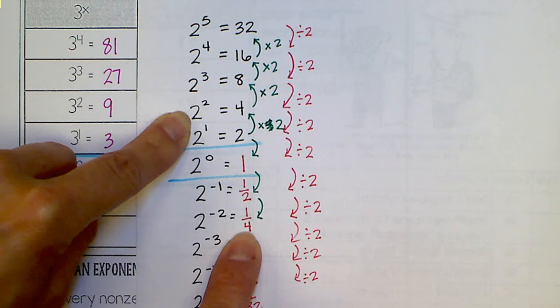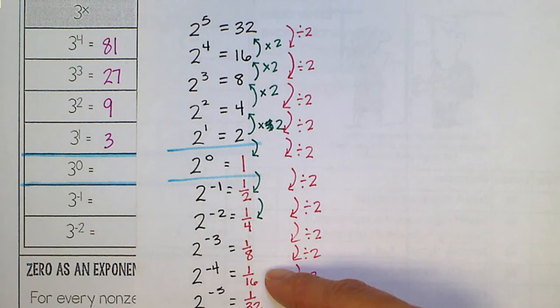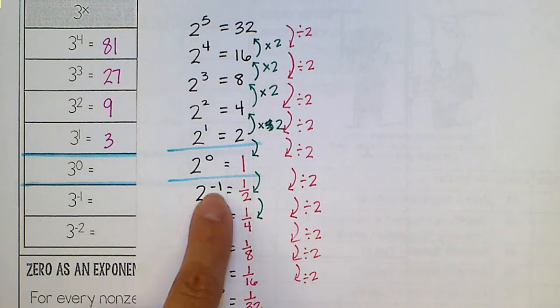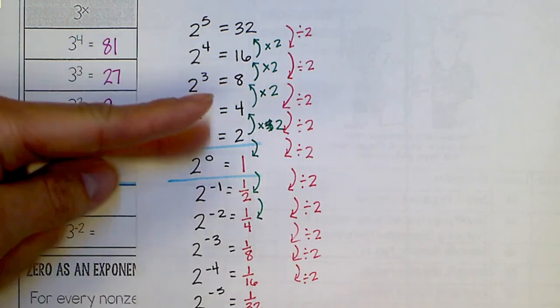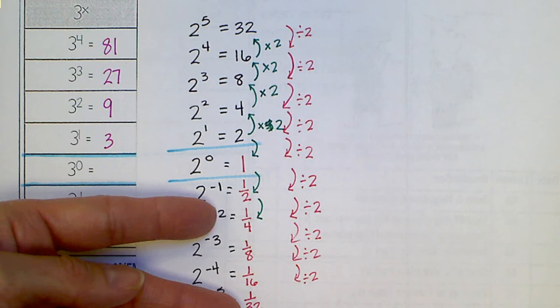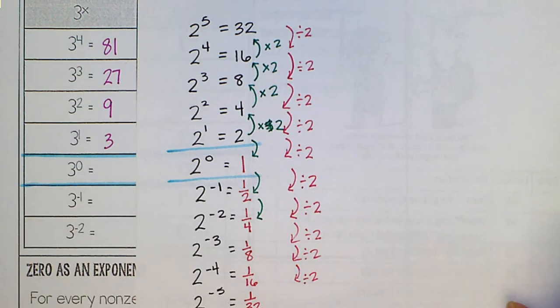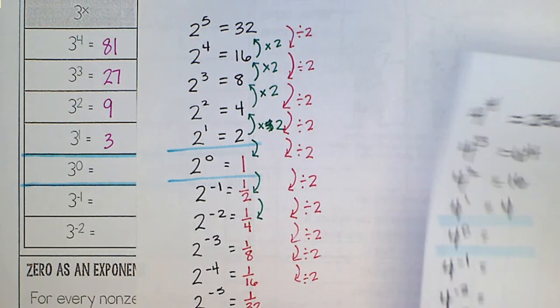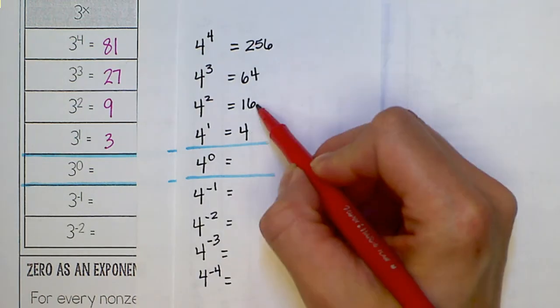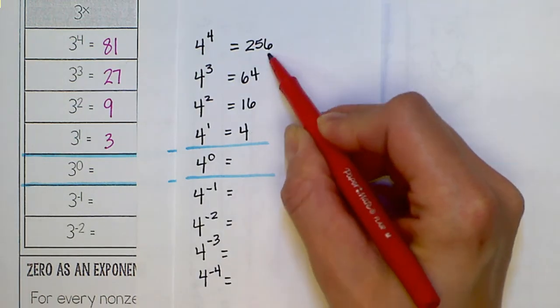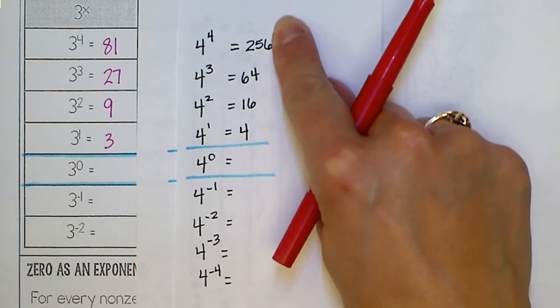So notice how that pattern continues. The negative exponent is just the reciprocal of the positive exponent. So you'll notice that pattern here. Same thing would happen with the 4s. If I do 4 times 4 is 16, times 4 times 4, that is going to continue all my positive answers.